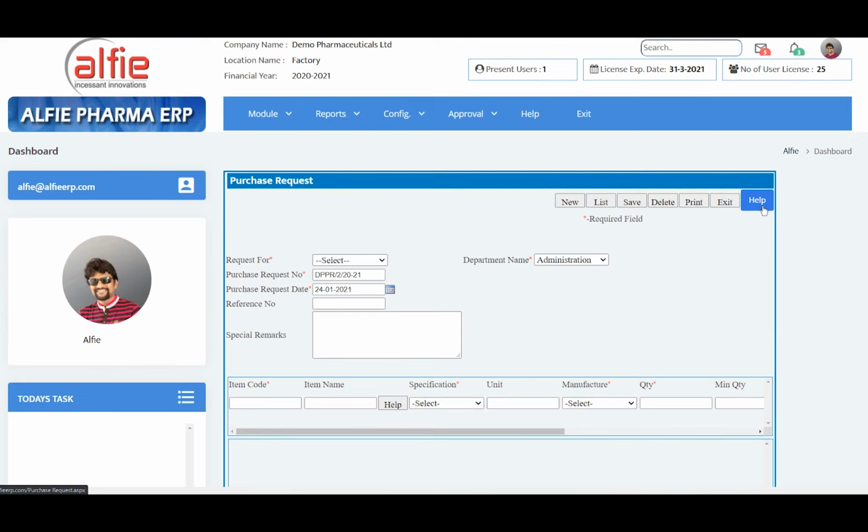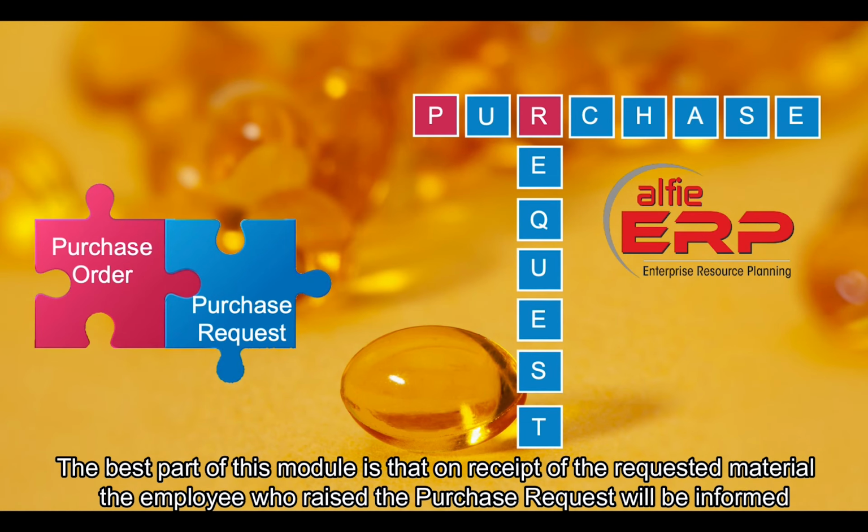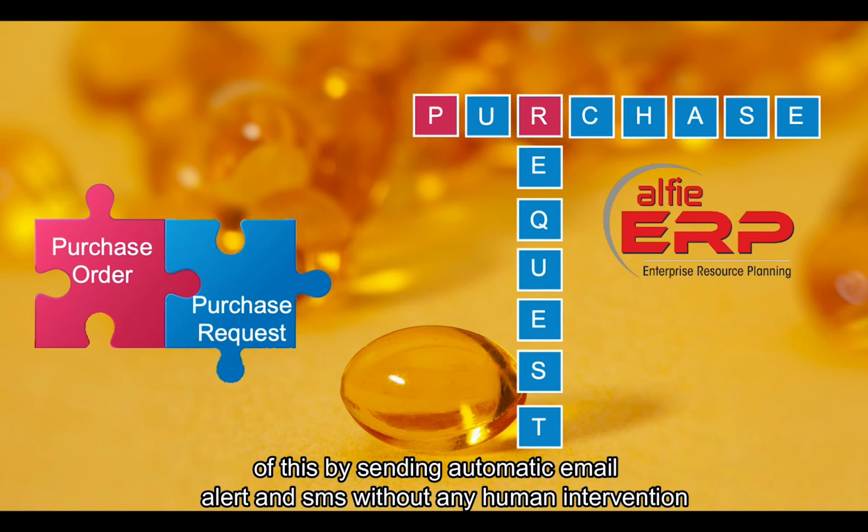To get assistance through tutorial video, the Help button can be clicked. The best part of this module is that, on receipt of the requested material, the employee who raised the purchase request will be informed automatically without the need for the store's person to update it. The system will take care of this by sending automatic email alerts and SMS without any human intervention.